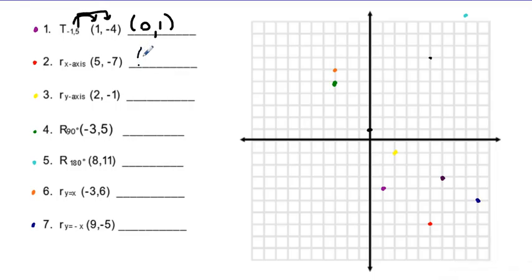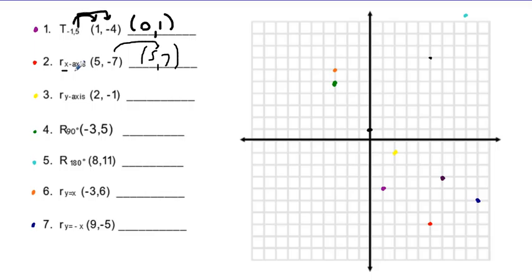So let's write that down. Oops, let's make that look a little neater. That's the point (5, +7). And if you compare the before and after, the only thing that's changed from here to here happens to be the y value. When we reflect in the x-axis, just the y value changes its sign.